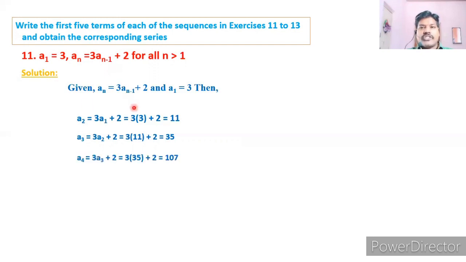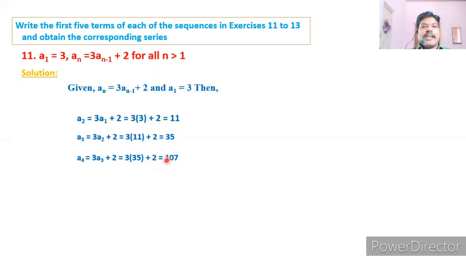See the next, n is equal to 4. If n is equal to 4, it will become A4. A4 is equal to 3 into A4 minus 1 plus 2. 4 minus 1 is 3. So the A4 value becomes 3A3 plus 2. You already calculated A3, and the A3 value is 35. Just replace the value here: 3 into 35 plus 2. 3 into 35 is 105, and 105 plus 2 is 107.